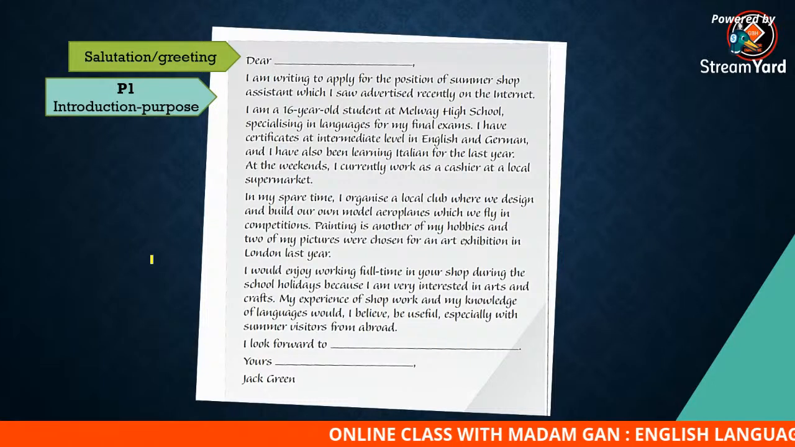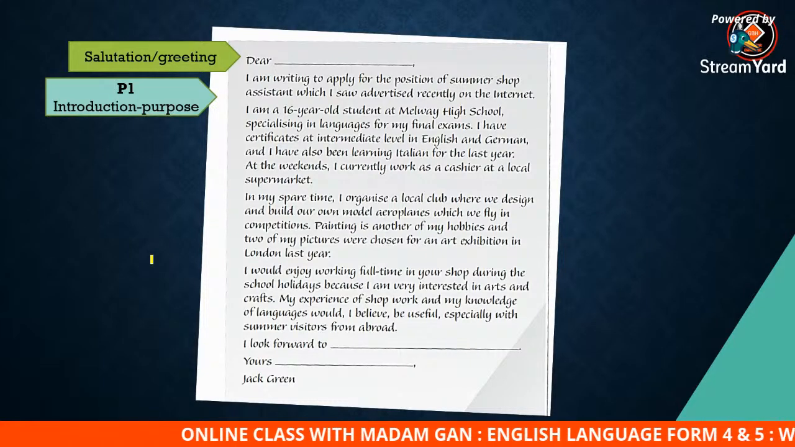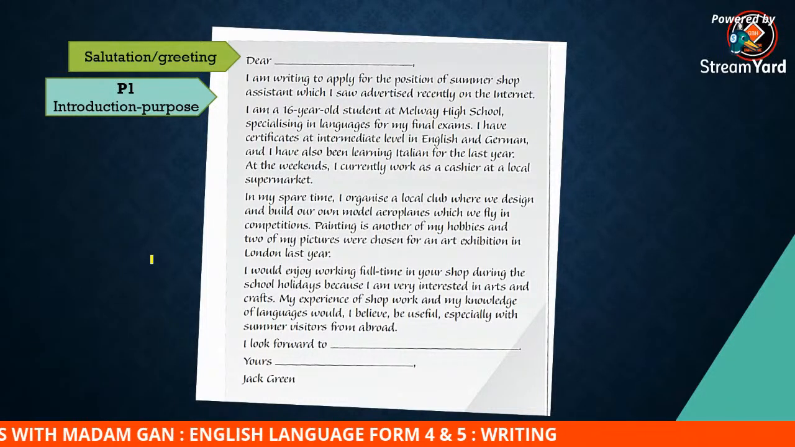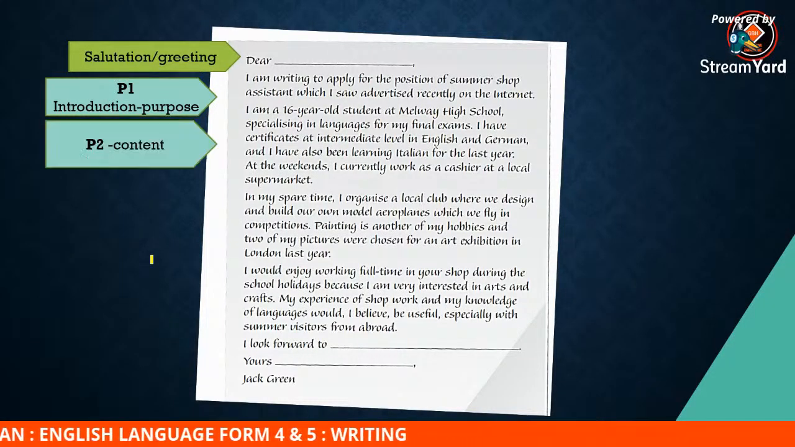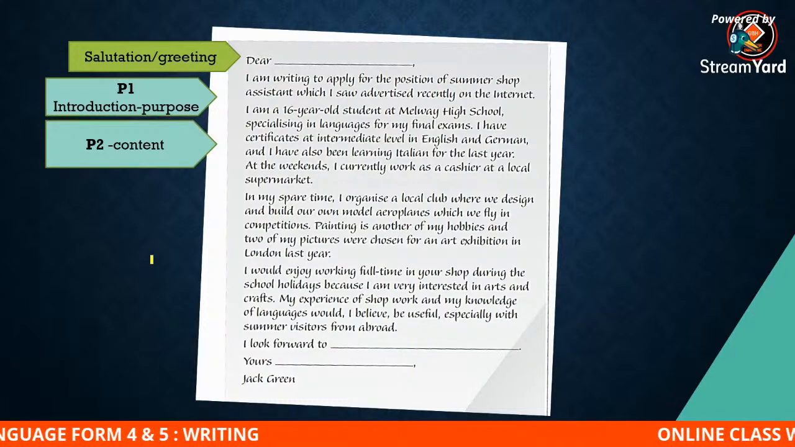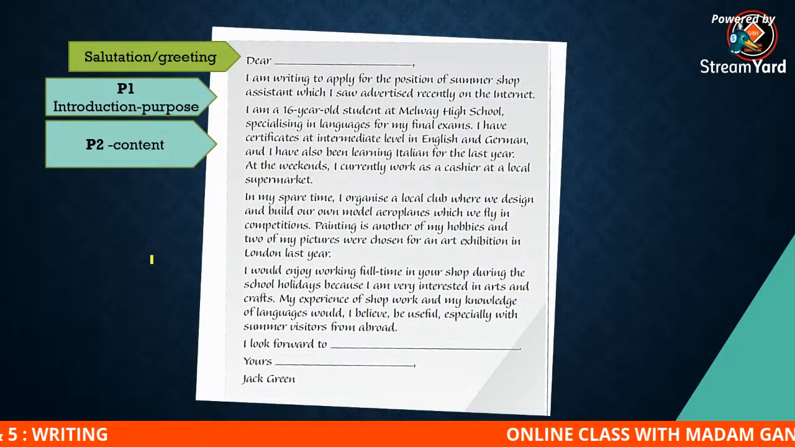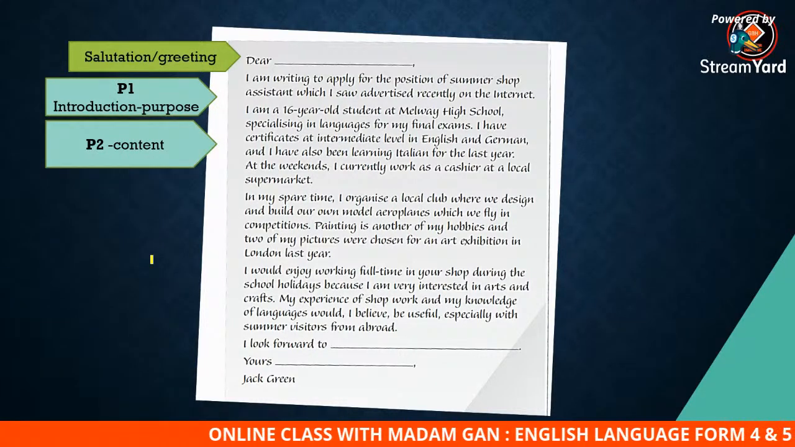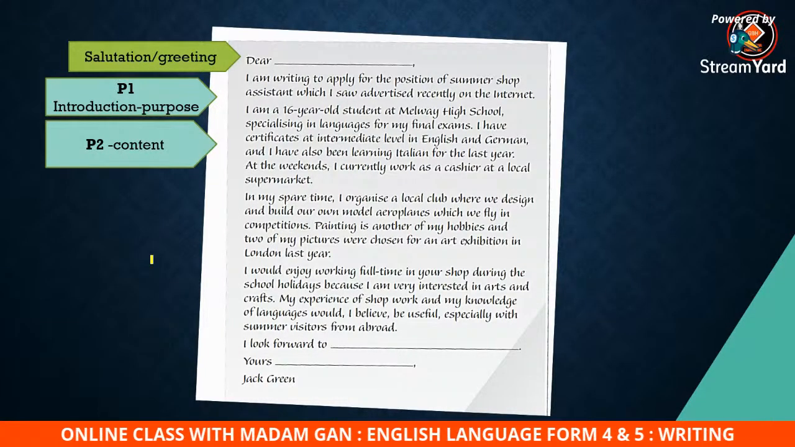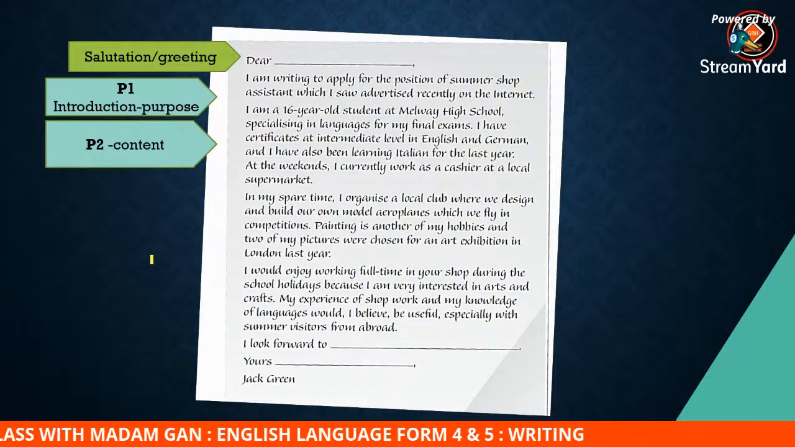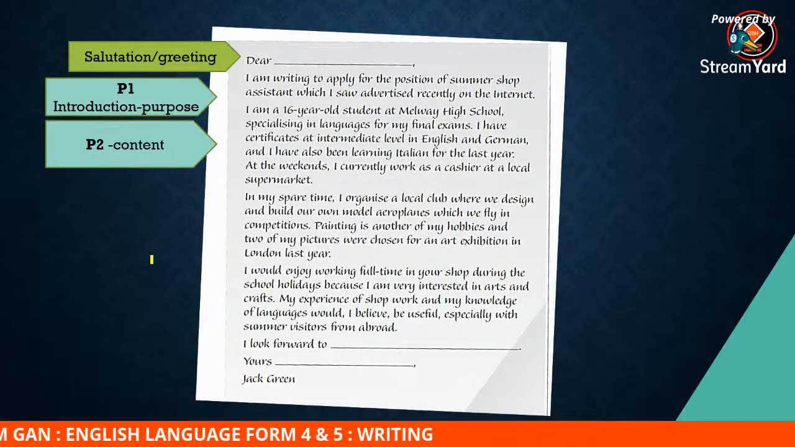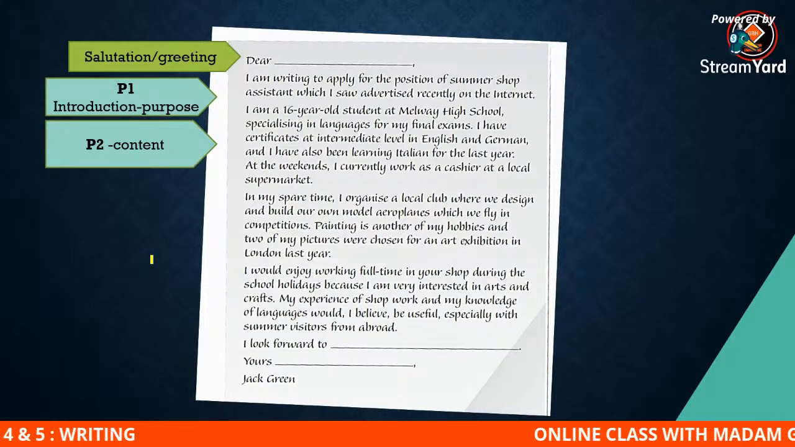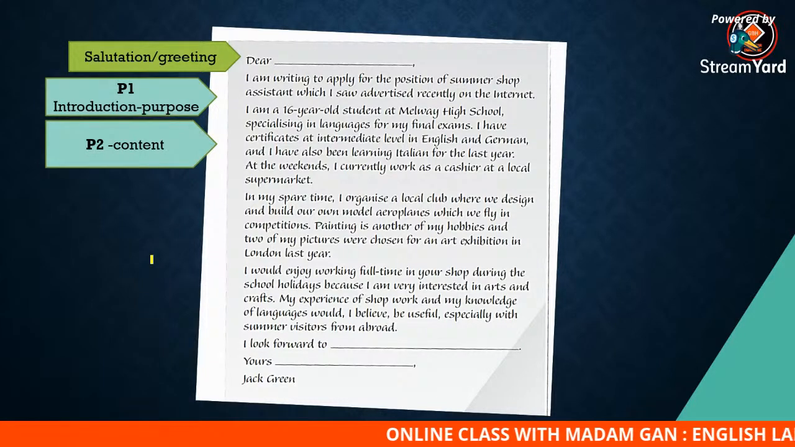Okay, remember, first paragraph is the introduction and the purpose. The purpose is I'm writing to apply for a position. Okay, then you introduce yourself, which is part 2. I am a 16-year-old student at Melway High School, specializing in languages for my final exams. I have certificates at intermediate level in English and German, and I have also been learning Italian for the last year. So these are your skills, your abilities.